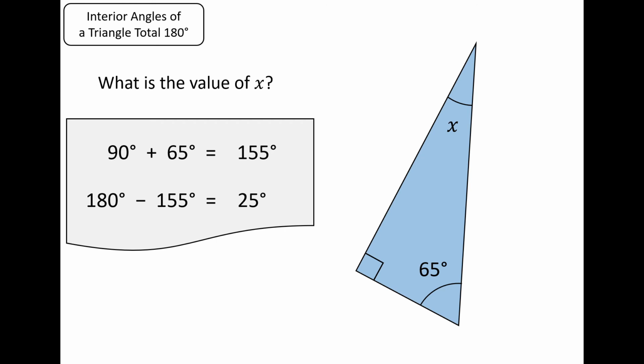Most important thing to learn from the video today is that we have our 4 different types of triangles there, but no matter what type of triangle we have, all the interior angles of a triangle will add up to 180 degrees.